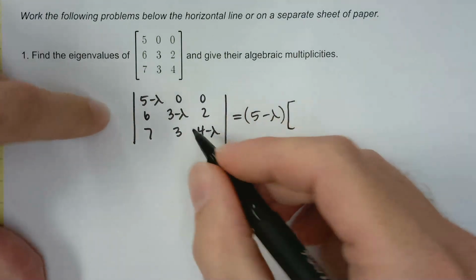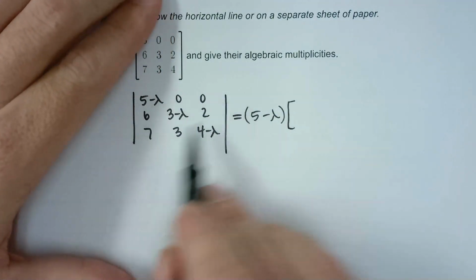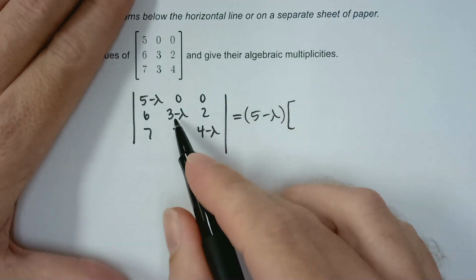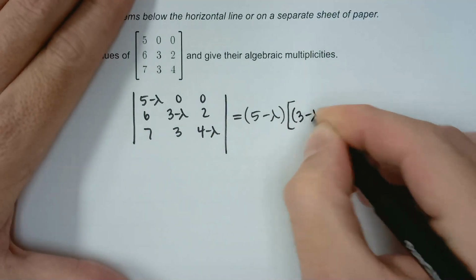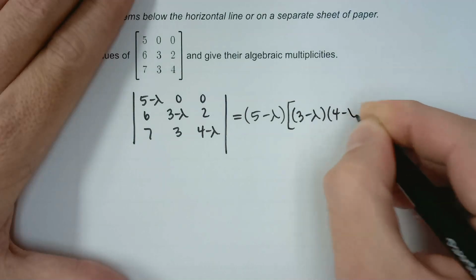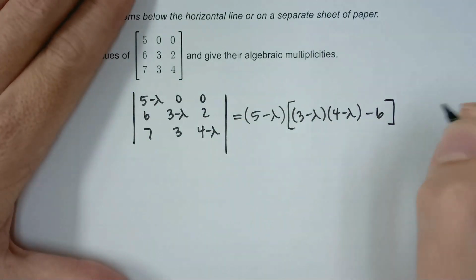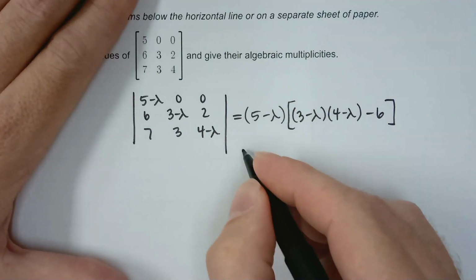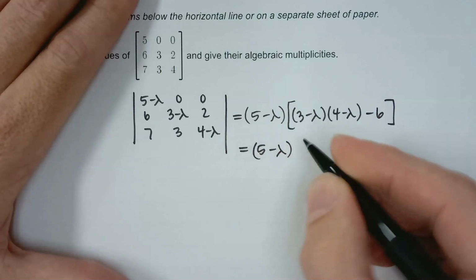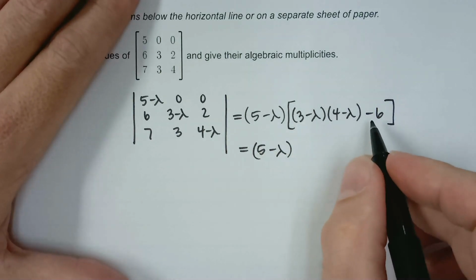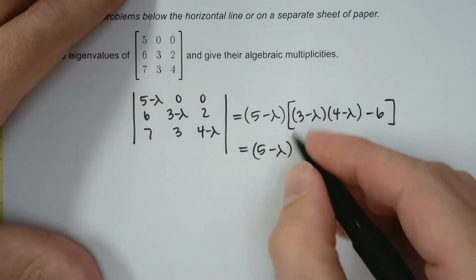And then what I'm left with is, I block off this row and that column when I've got the 5 minus lambda. And I'm going to say, okay, 3 minus lambda, 4 minus lambda, minus 6. And then I'm going to have a 5 minus lambda still. And with any luck, this thing will be factorable. Otherwise, you're down to trying to factor a third degree, and that's in general kind of a hard problem.